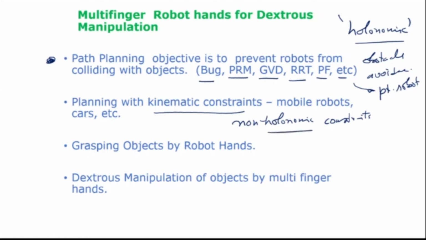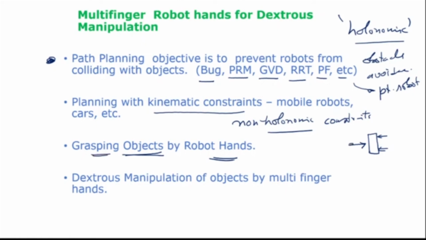Now let's look at a case where we are not saying we are going to avoid obstacles, but we are saying that the object has to be grasped by robot hands. That is, I have an object like this, okay, and it has to be grasped by 2 fingers in 2 directions, 2 or 3 fingers, let's say. It has to be grasped by a robot. Okay, that is basically called grasping of an object by robot hands.